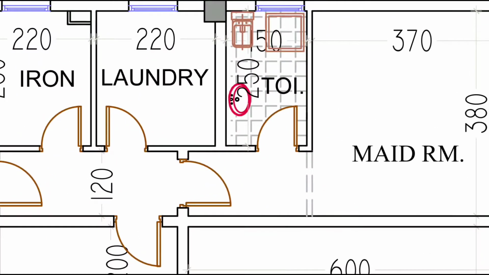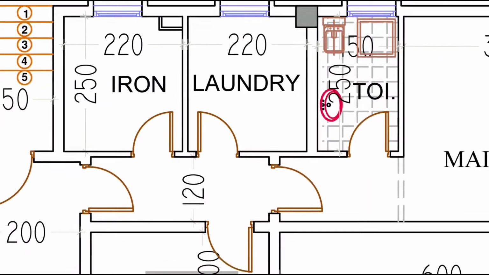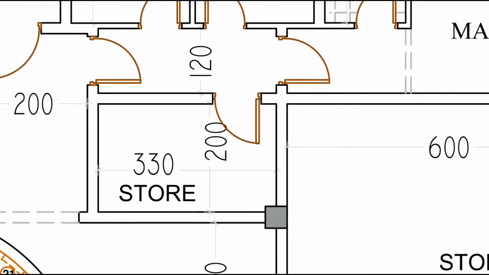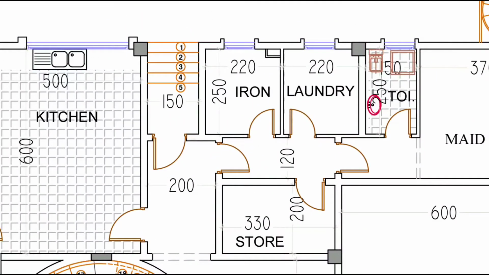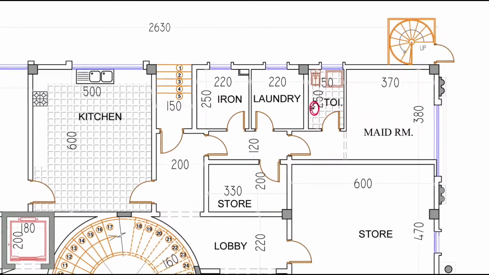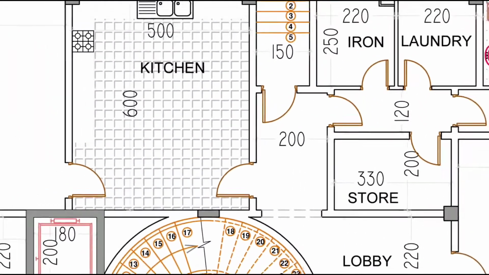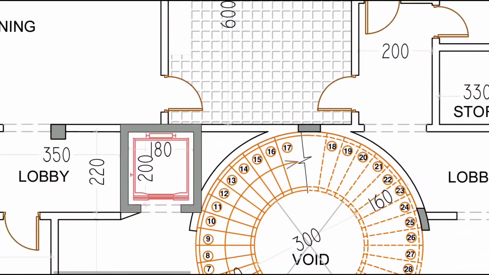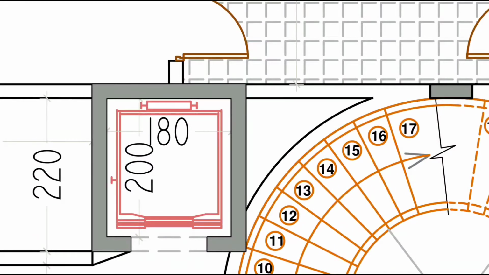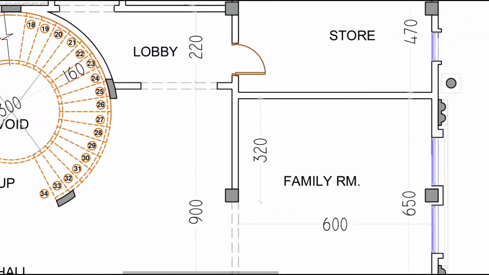380 by 370 is this servant room and this 250 by 150 is the attached toilet. This side 220 laundry, 220 iron room. Here a small store, 330 by 200 centimeters. You can see here a back side entrance, 150. So we can access from the back side also. In the kitchen two doors are provided, this side access and we can access the dining from this door. So this is our lift for first floor. You can provide a lift here also, 200 by 180 centimeters. We will see this side.